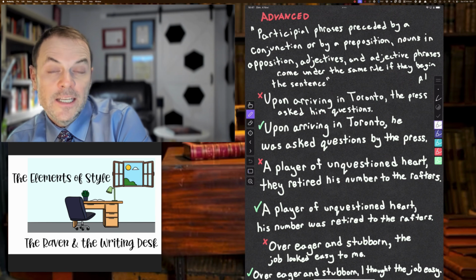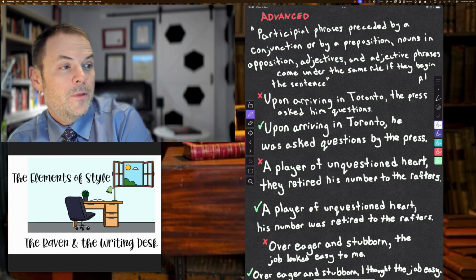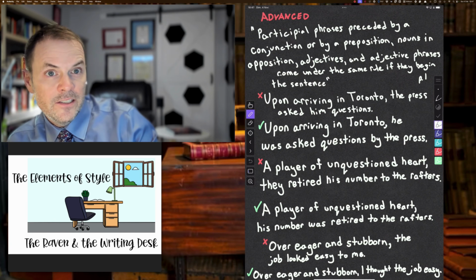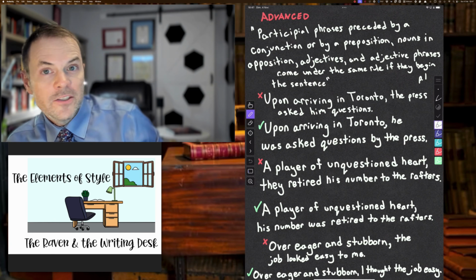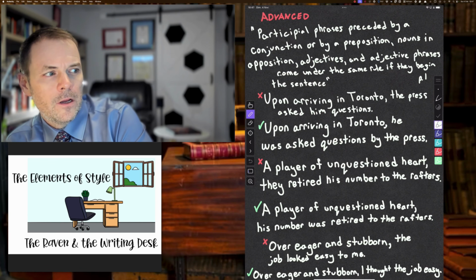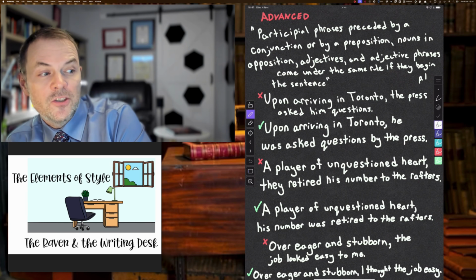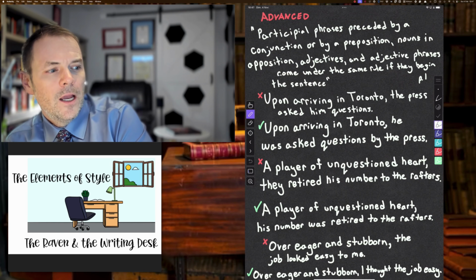And it's not just because it sounds better, it's because I want to make sure that the phrase at the beginning of the sentence is agreeing with the subject. Here's another example, and this is quite awkward. A player of unquestioned heart, they retired his number to the rafters. I hope you can hear the awkwardness in that sentence. So let's try rephrasing it a bit. A player of unquestioned heart, his number was retired to the rafters. And I'm hoping that sounds better.